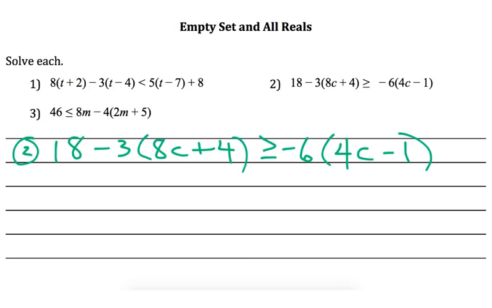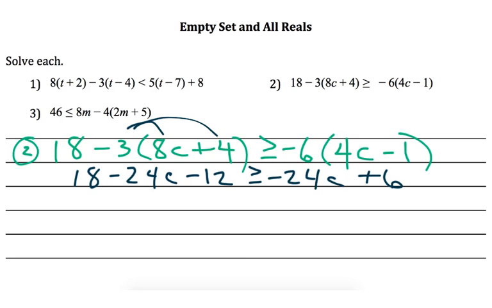18 minus 3 times the quantity 4C plus 4 is greater than or equal to negative 6 times 4C minus 1. I'm going to get rid of my parentheses. 18 minus 12C minus 12 is greater than or equal to negative 24C plus 6. Are you thinking what I'm thinking? Well, yeah, just like the last one, it probably is going to match up. Now, we could just cross these out if we wanted to, but I'm going to simplify first. Negative 24C plus 6 is greater than or equal to negative 24C plus 6.